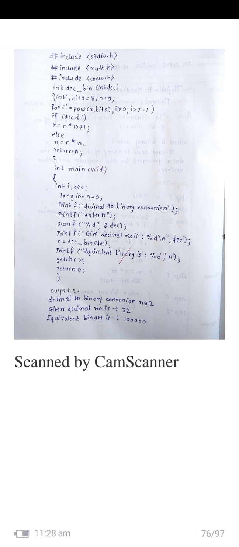Then the program: hash include stdio.h, hash include math.h, hash include conio.h, then integer decimal binary, int decimal, then initialize bits is equal to 8 and n is equal to 0. Then for i is equal to pow 2 bits, i is greater than or equal to 1, if decimal and i, n is equal to n into 10 plus 1 semicolon, else n is equal to n into 10, return n. The integer main.